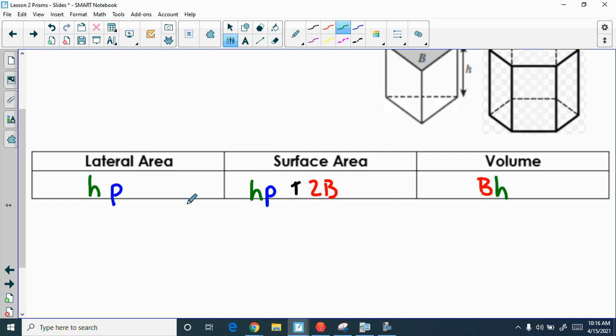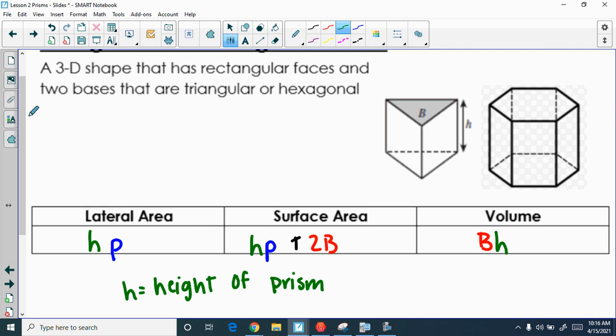But now where we're getting these pieces are going to be a little bit different. H will still be the height of the prism. And this is going to be the piece that is on the rectangular shape. So see how here we've got the height and here we've got the height. Okay, it's not the one on the actual hexagon or the actual triangle.